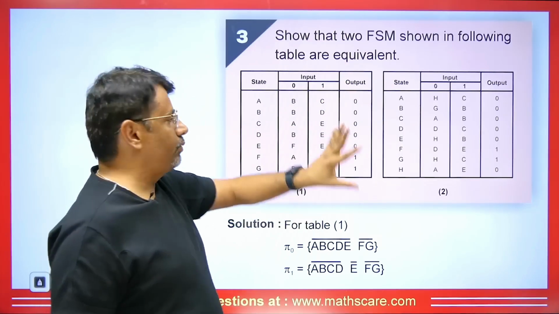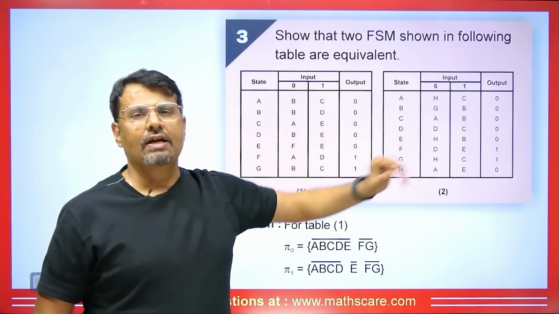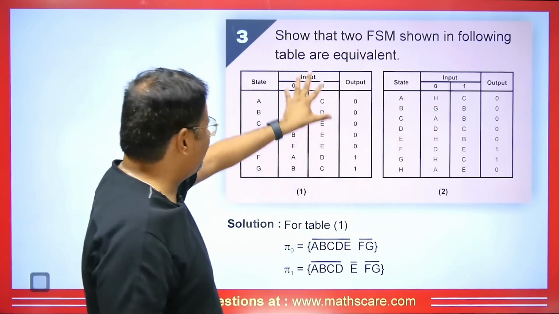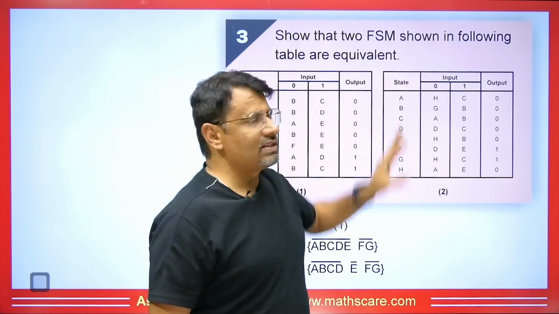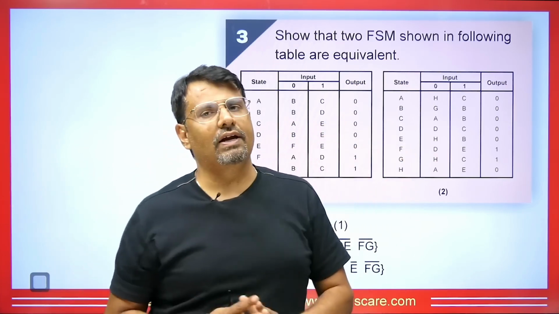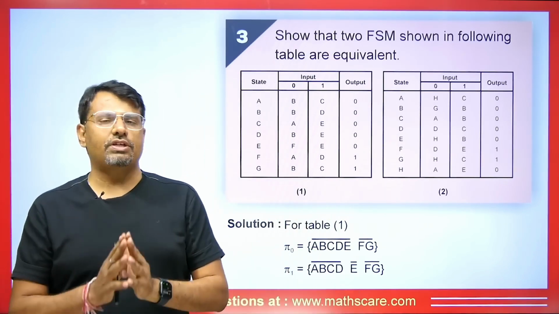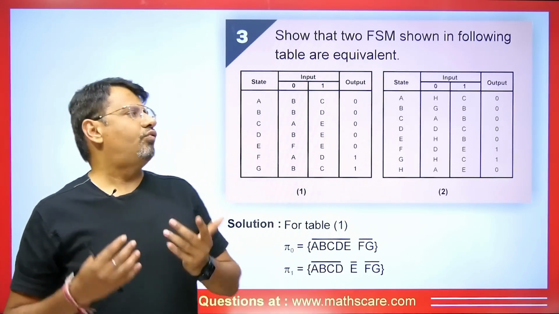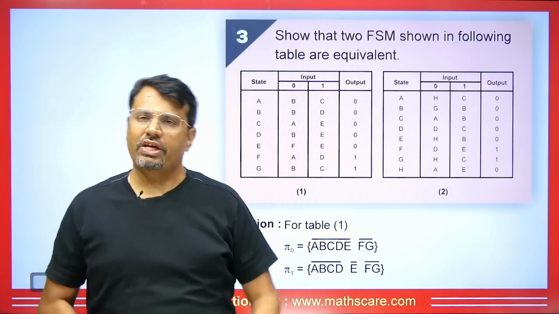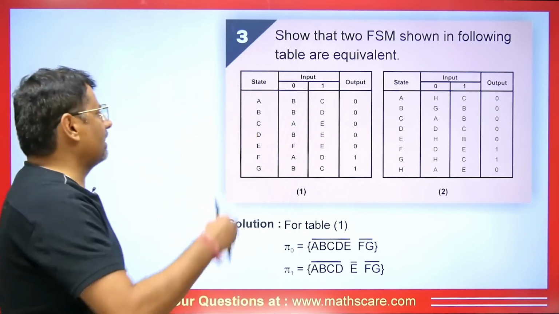equivalent. You are being asked whether these 2 finite state machines are equivalent. So we will minimize this. Again, we will minimize it. Now, the output of both should be the same. If the 2 minimized state machines are equivalent, then these will also be equivalent, right? So let's do it one by one.